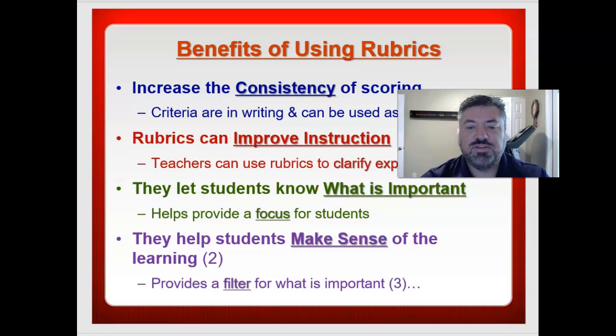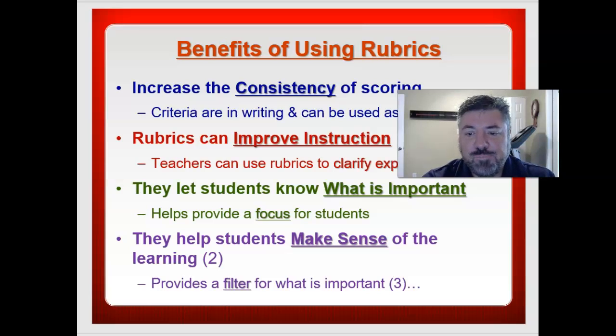What are some benefits of using rubrics? First of all, they increase the consistency of scoring. When criteria are in writing, they can be used not only as a score sheet, but they can help the scorer make sure they put the students in the right level and don't just look at performance and go, they're okay, that's a 9 out of 10. Right? They provide us specific criteria. This helps the performer understand what they need to do, as well as helps the scorer understand how to score the activity.